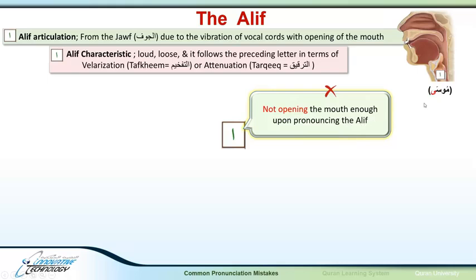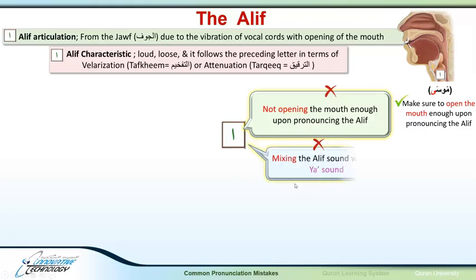Let's take an example. Musa, if we don't open the mouth with the a here, it will sound like this. Musa. The proper way is like this. Musa. So you have to make sure to open the mouth enough upon pronouncing the alif. The mistake, Musa. The proper, Musa. That's the first one.